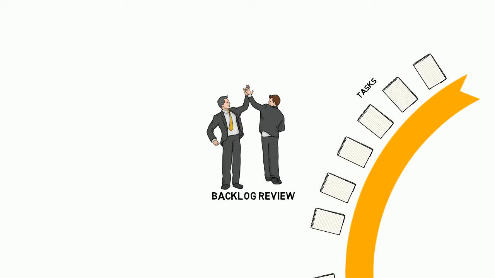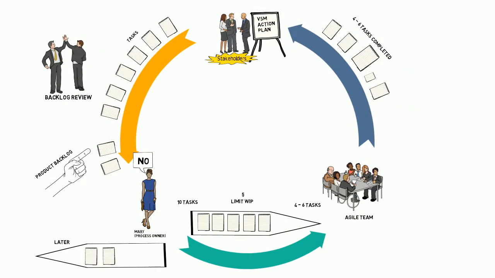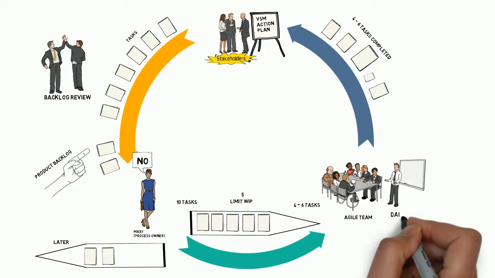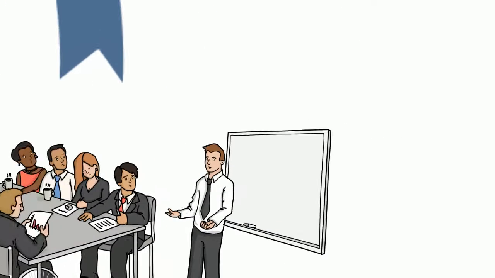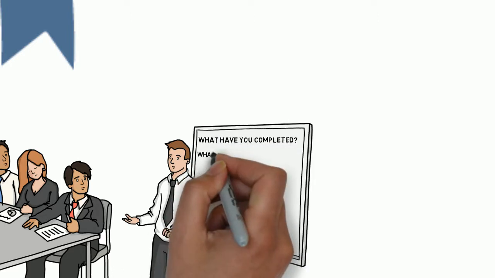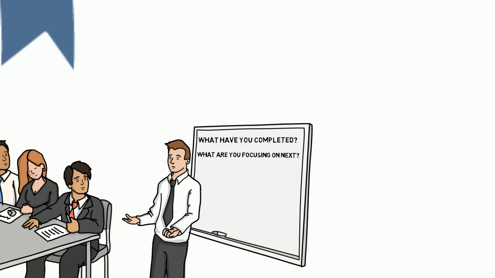This communication and collaboration happens through backlog reviews and scrum meetings, a 15-minute effective process where 3 questions are asked. What have you completed? What are you focusing on next? And are there any roadblocks?